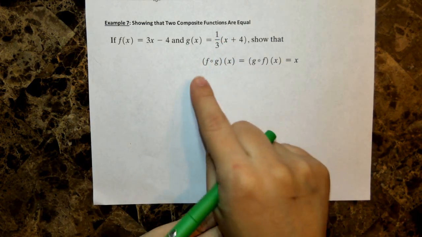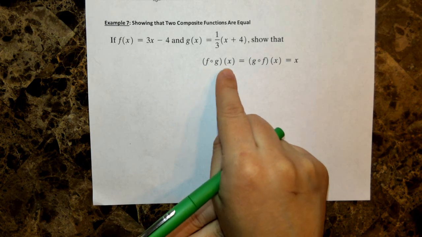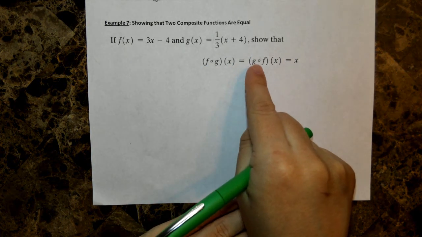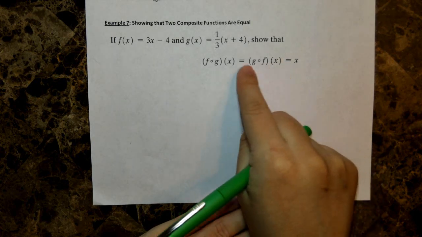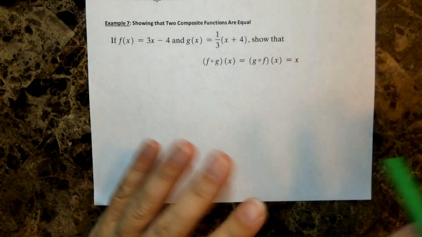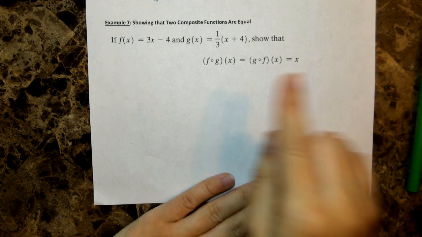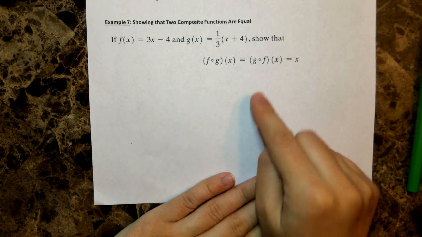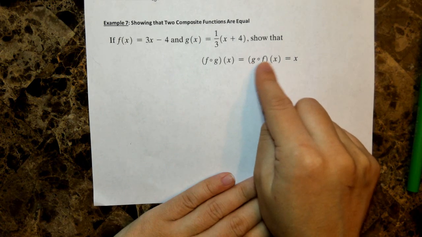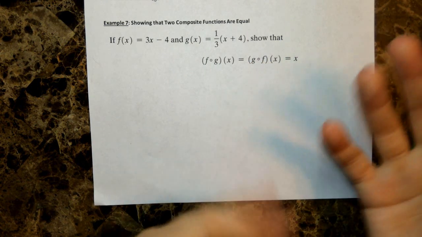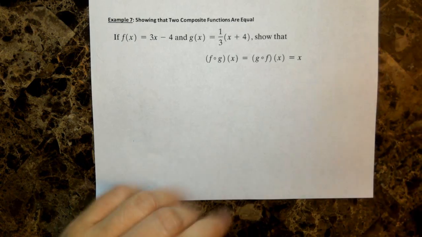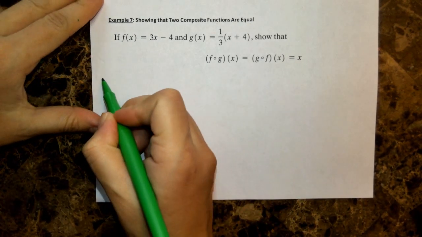And it says, show that f composed with g of x is equal to, it's the same value as g composed with f of x, and all of that equals x. It's a lot of statements, but what I'm going to do is figure out what f composed with g of x is, do the math on that, and then figure out what g composed with f of x is, do the math on that, and hopefully they'll be the same answer. So I'm going to start with f composed with g.